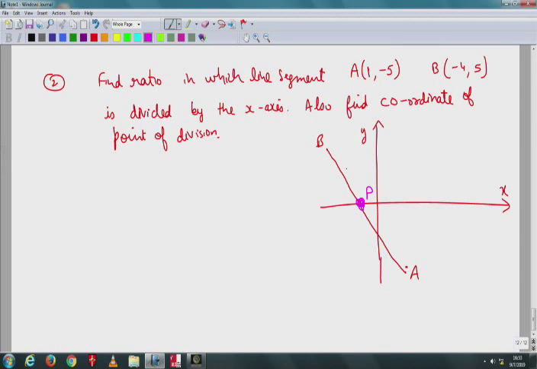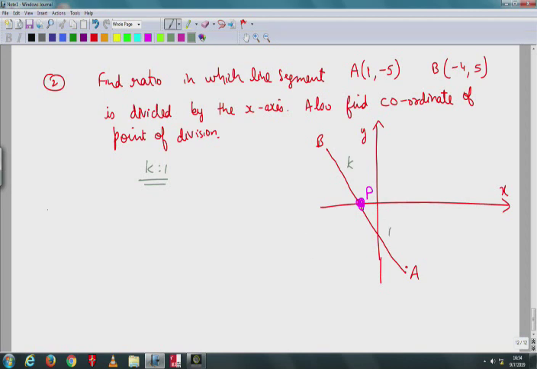Now the major hint over here is given that point P is lying on the x-axis. If point P is lying on the x-axis, it means the y coordinate of point P is going to be 0. So for using the section formula, we can figure out the coordinates of point P. Since I have discussed in the previous question, since we are finding the ratio, we will assume the ratio is k is to 1. So k on this side, and 1 on this side.